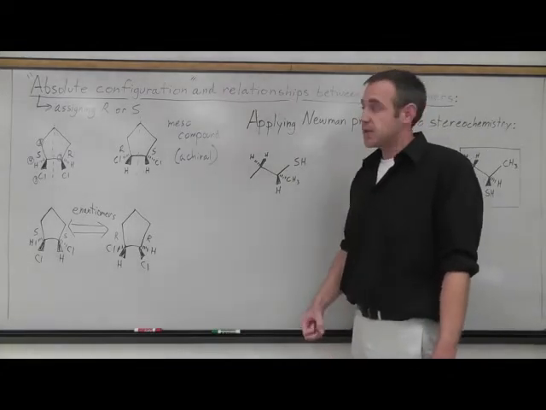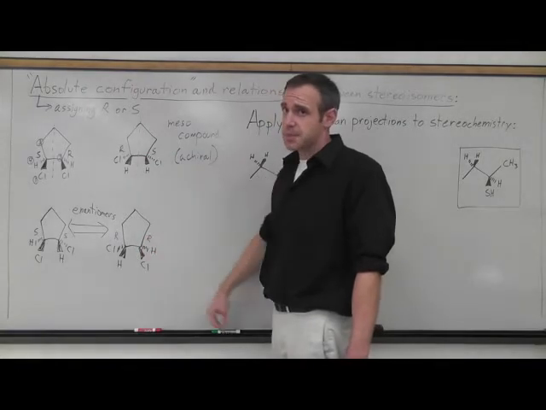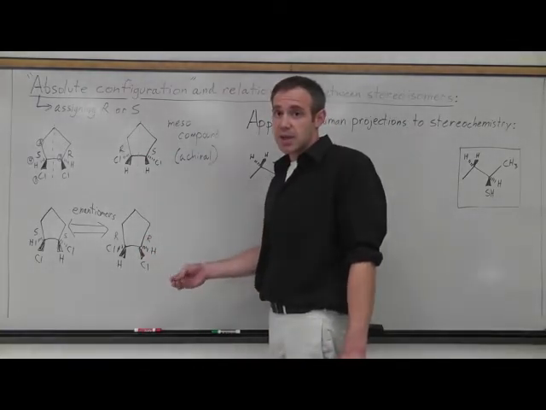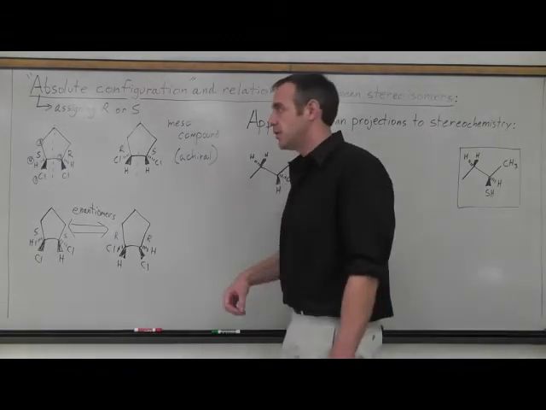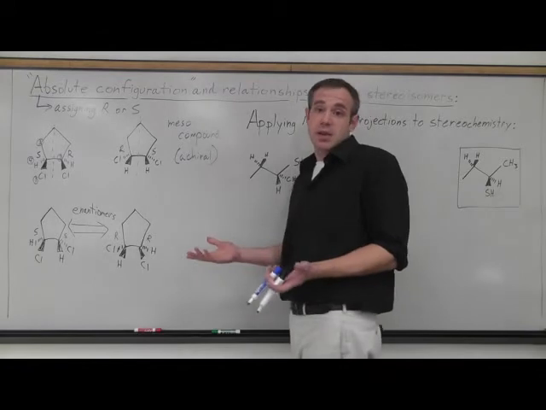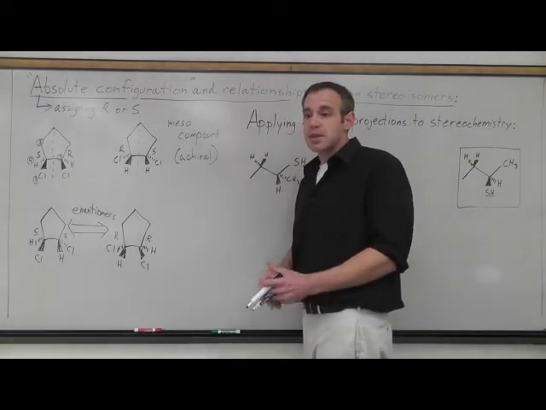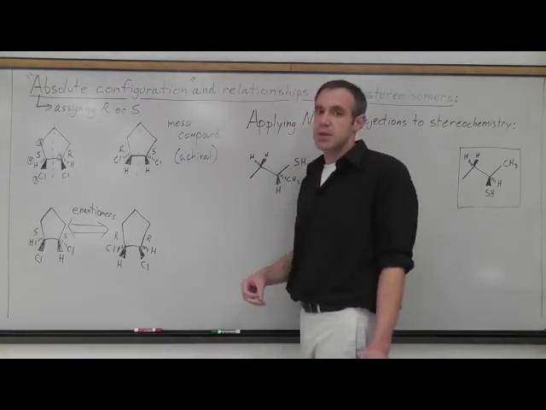What's important is in order to have a diastereomer, one of the stereocenters must stay the same, and at least one of the stereocenters must change. So if you had a molecule with, say, 5 stereocenters, there's lots of different possibilities for diastereomers, but one has to stay the same, and at least one has to change.